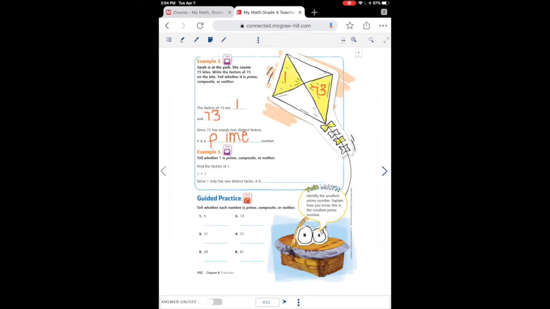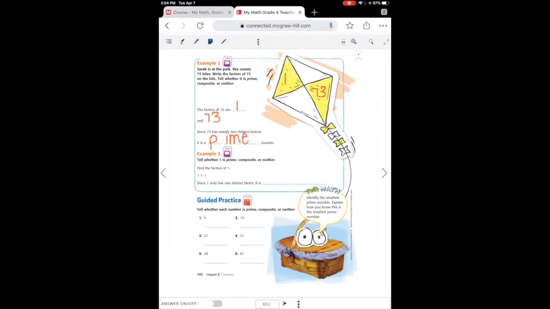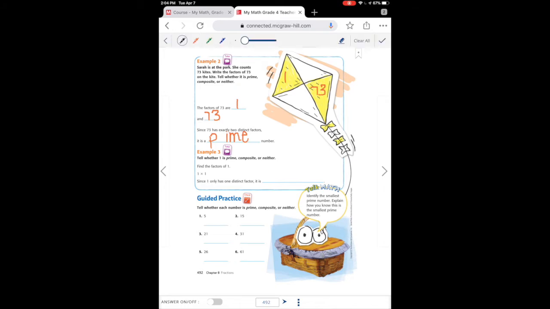So let's go back to the page we're working on. Deleted my R. So it says prime, not prime. Let's put that R back in there. There we go. So find the factor of 1. Well, 1 times 1. So since 1 only has 1 distinct factor, it is neither.